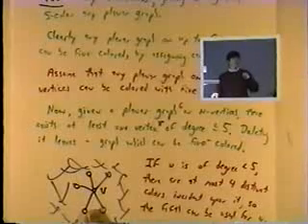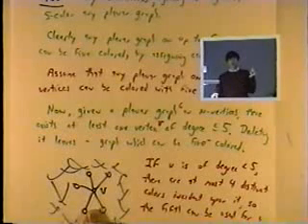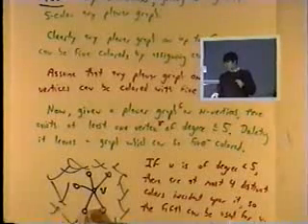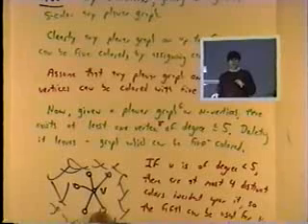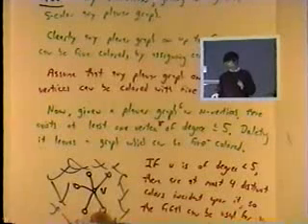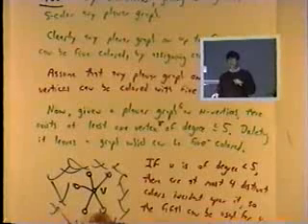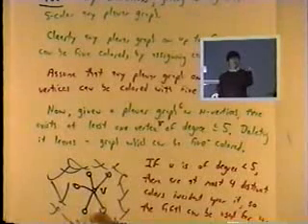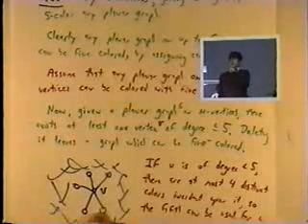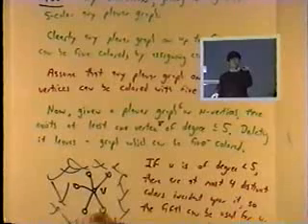It might be degree 0. It might be degree 1, 2, 3, 4. I claim any planar graph has a vertex of degree 5 or less. Why is that? Why does every planar graph have a vertex of degree 5 or less? Does anyone know why?